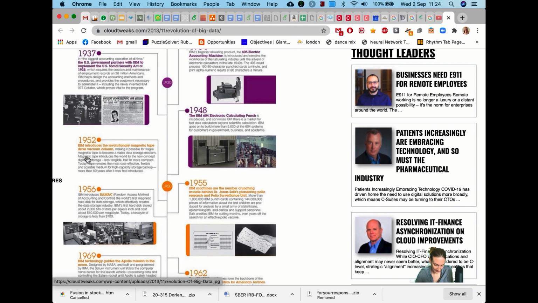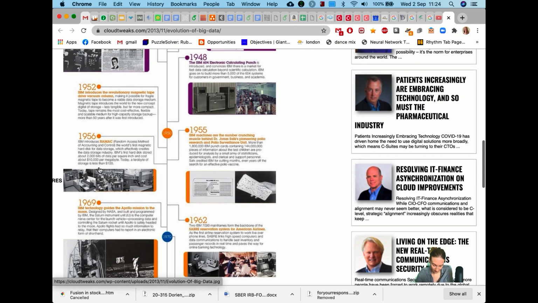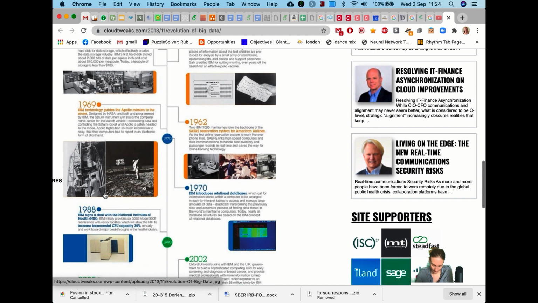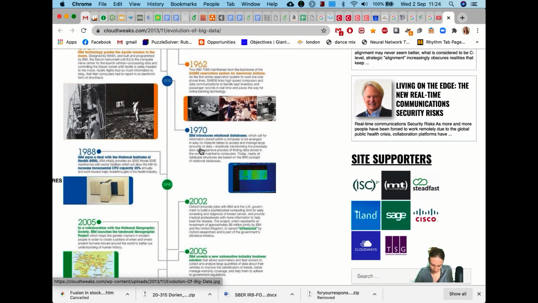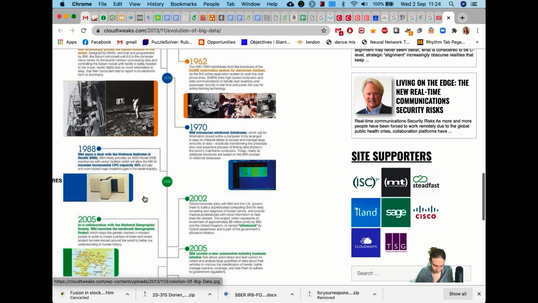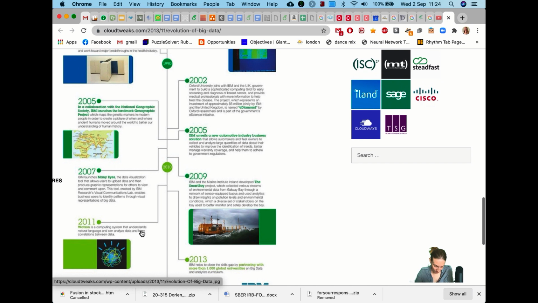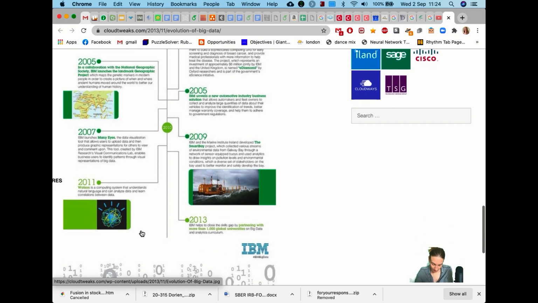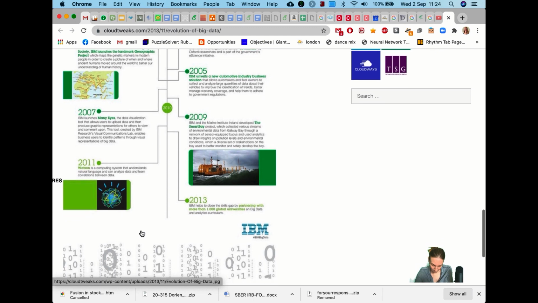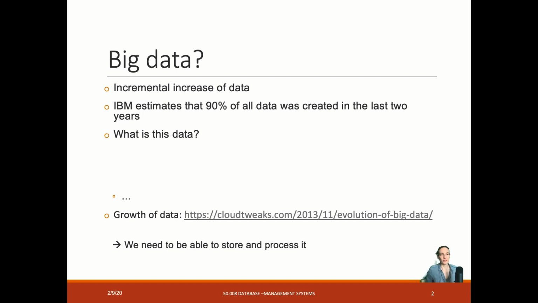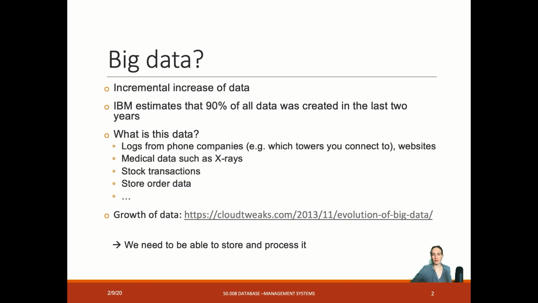Okay. IBM introduces magnetic tapes. IBM guides the Apollo mission in 1969, which is the first moonwalk. There's a lot about IBM here. IBM introduces relational databases like SQL in 1970. Just picking out some highlights here. In 2007, IBM launches Many Eyes data visualization tool. This is obviously all for IBM. And it sort of stops at 2013. Right, so data has grown incrementally. So even from 2013, ever since then, there's been a huge boom of data.